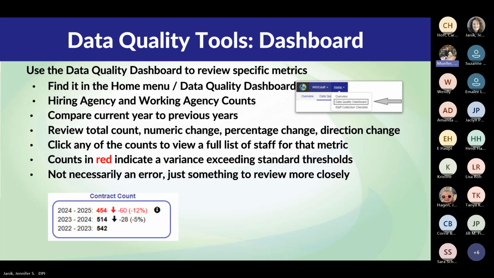We have tiles for the number of overall assignments and licensed assignments, number of contracts, number of staff, as well as total FTE and FTE for aggregate staff, if that's applicable to your district. Numbers in red indicate there may be an issue with the data, but it's not a guaranteed diagnosis. It's highlighted to call your attention to it so you can review it in more detail and determine whether there are errors or not.